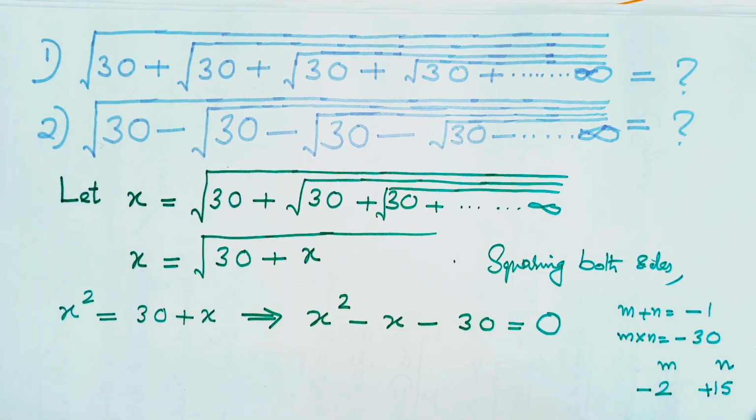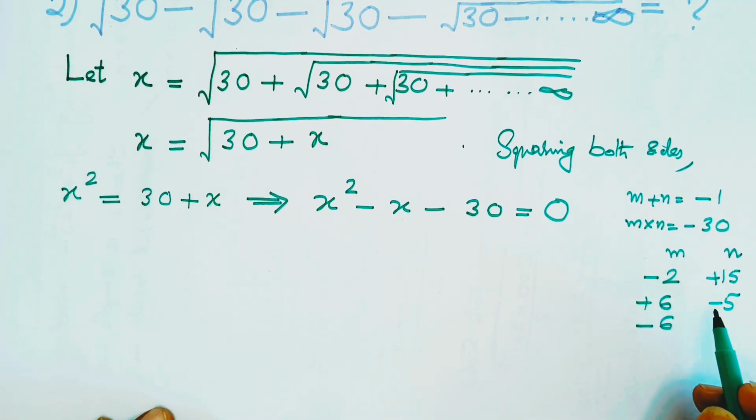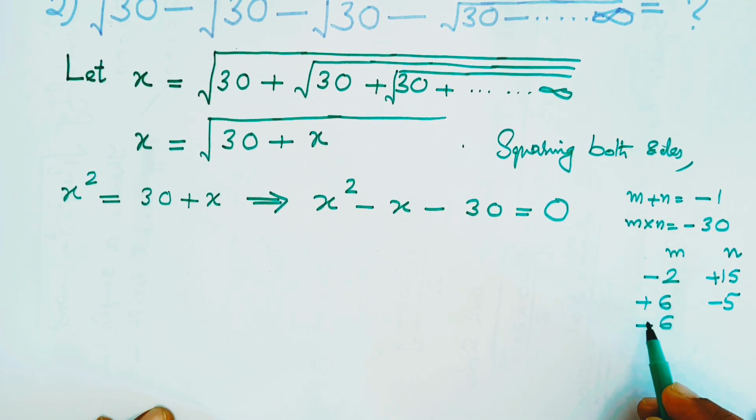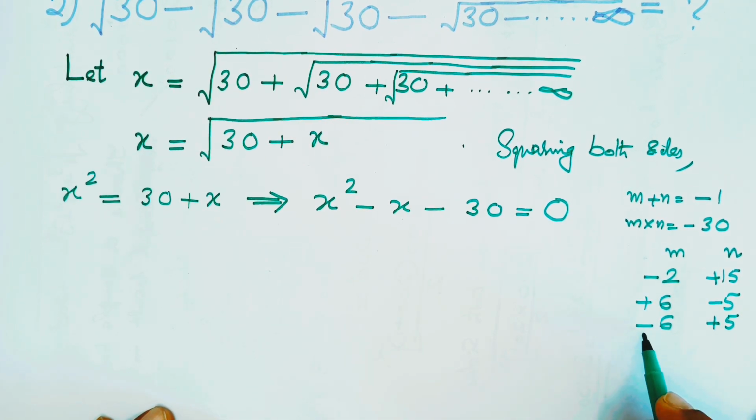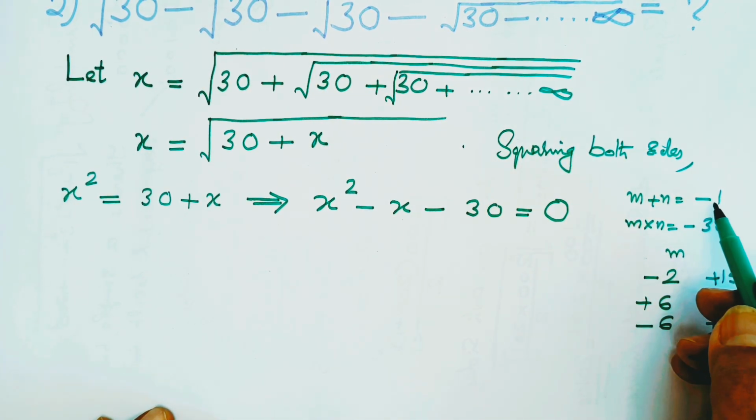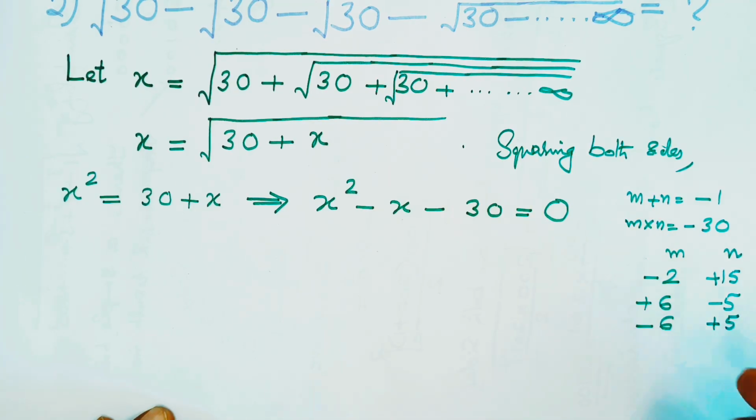Okay, now let me put plus 6 and minus 5. Yeah, product is minus 30. Sum is 6 minus 5 equal to plus 1, not minus 1. Since the sum is not turning out to be minus 1, let us switch the plus and minus here. I'm making minus 6 here and plus 5. Now what do you see? Minus 6 plus 5? That's clearly minus 1. So it satisfies both the conditions.